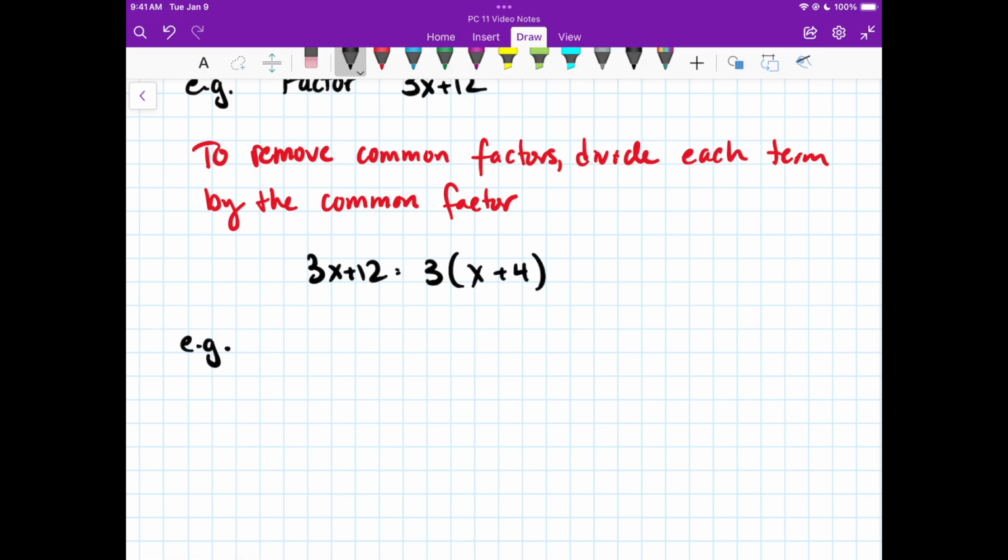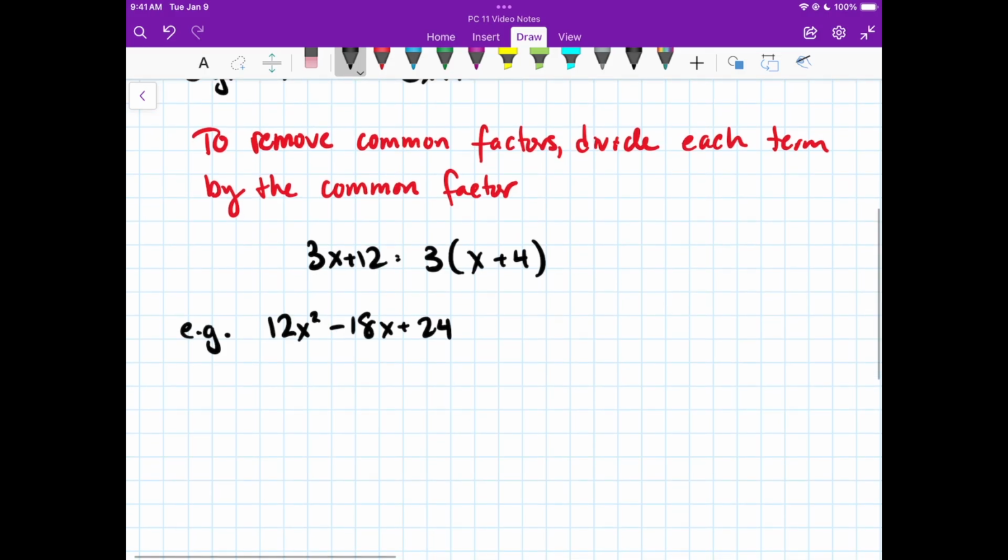If we make it a little bit more complicated and do a trinomial instead of a binomial, and look at 12x squared minus 18x plus 24. So again, when you're dealing with common factors, look at your coefficients, those are the numbers, and then look at your variables. So for 12, 18, and 24, there's a few different options for things we can take out, so you might notice that they're all divisible by 2 or 3, but in this case we always want to try to take out the biggest thing we can. So we're going to be able to take out a 6 here.